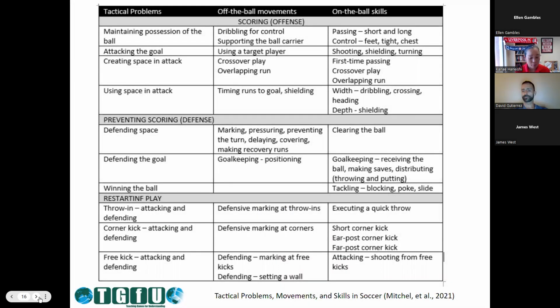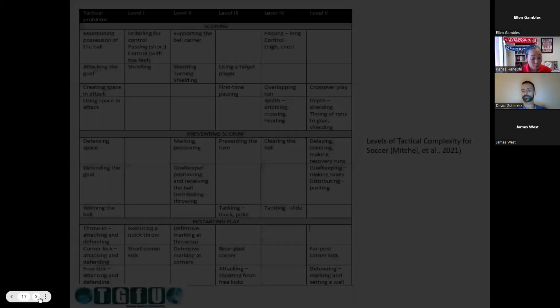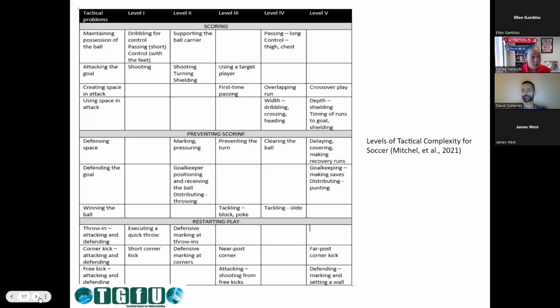And this table is an example of the relationship between tactical problems, off the ball movements, and on the ball skills. And then these are examples of levels of tactical complexity for soccer. The last table was also for soccer as well. Just so you all know, these slides and the videos will be shared after the webinar, so if you want to look at this table closely, you will have access to it.